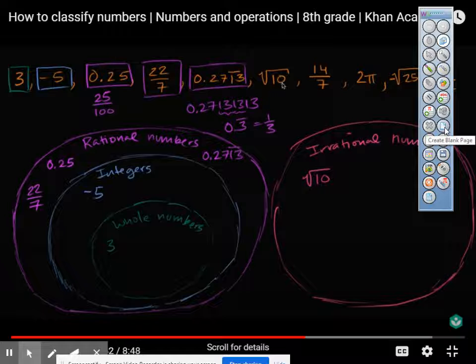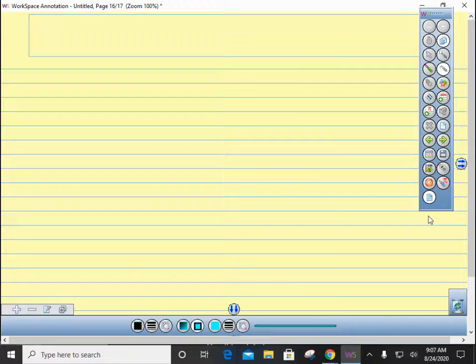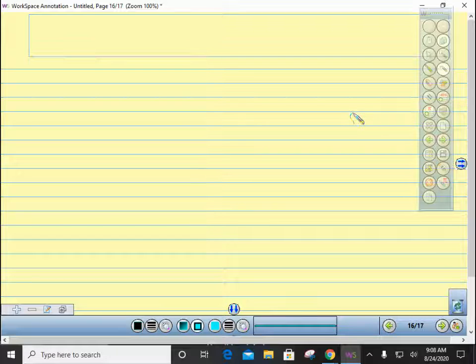Y'all ready? Who can tell me, you can either define it or give me an example of a perfectly square number. Awesome. 12? No, not 12. 4. 4 is a perfect square.